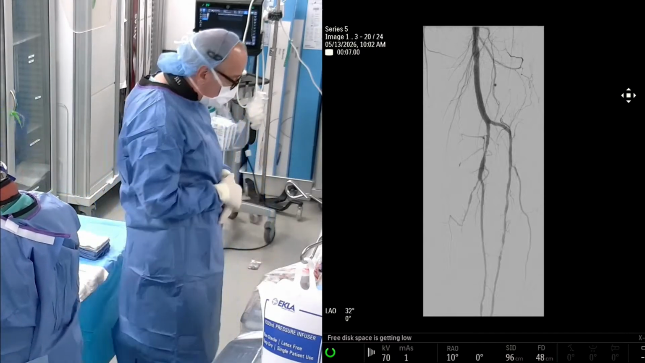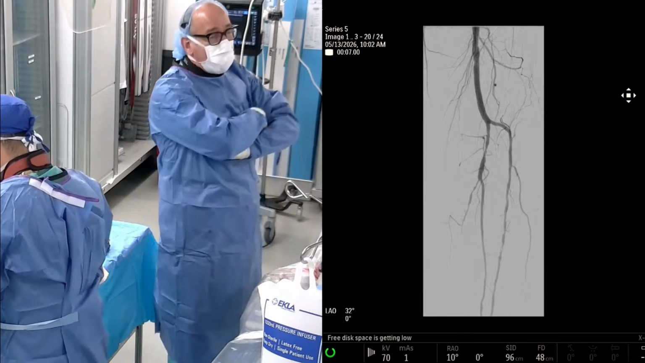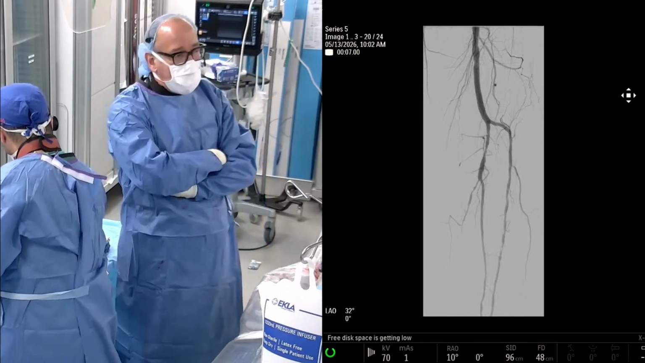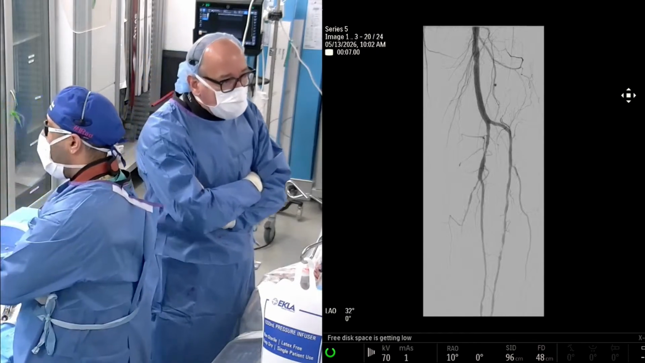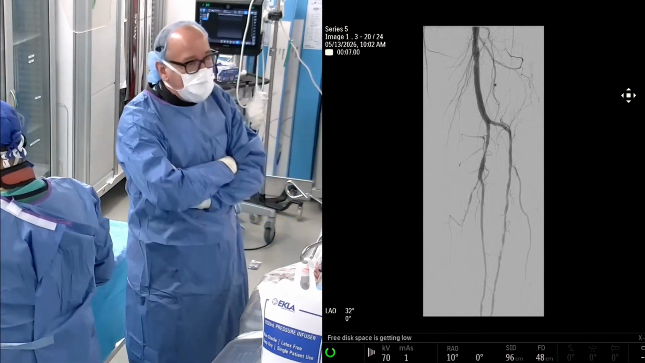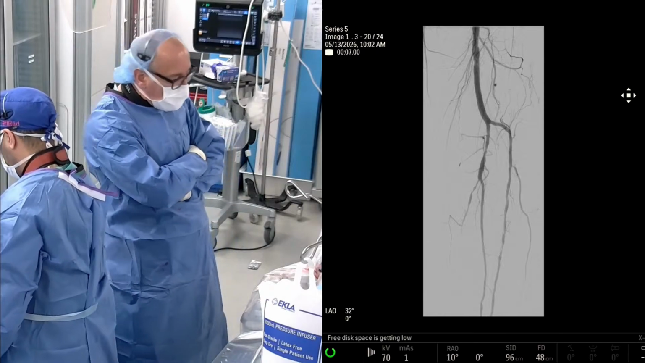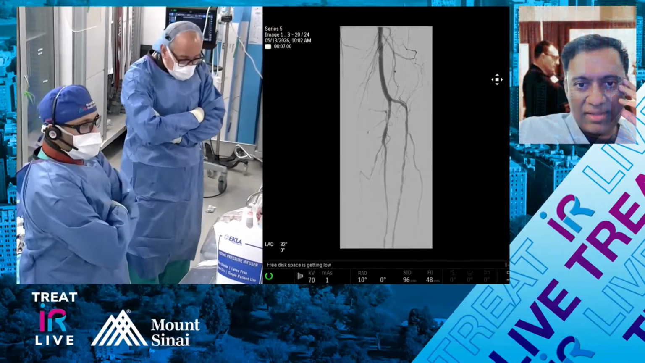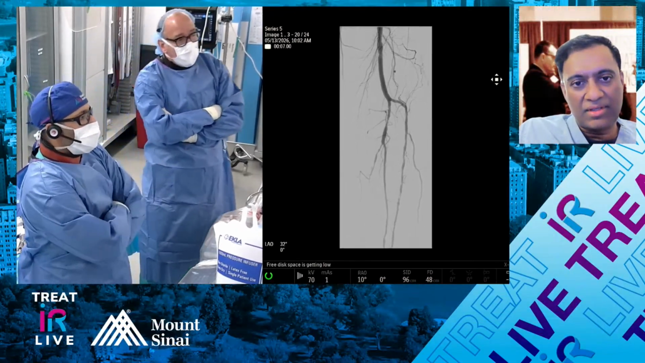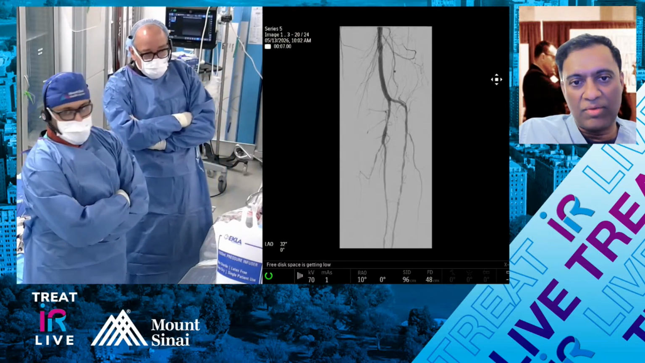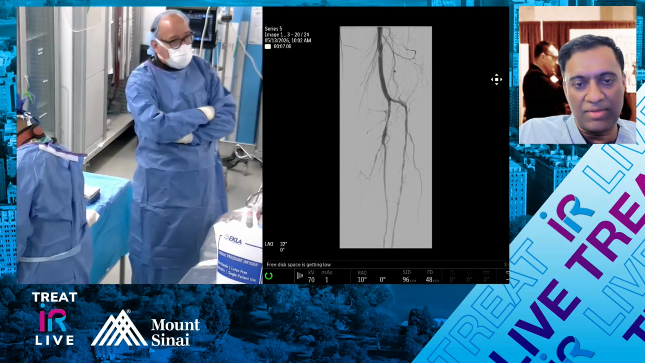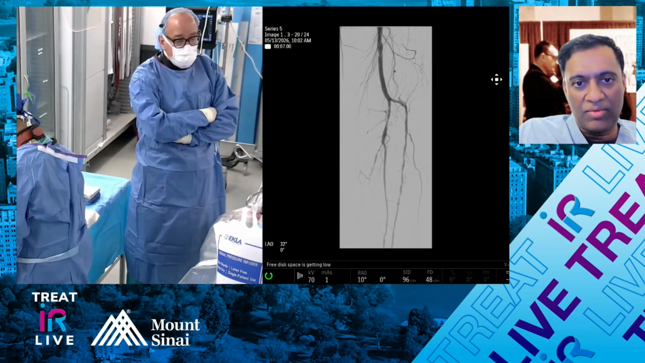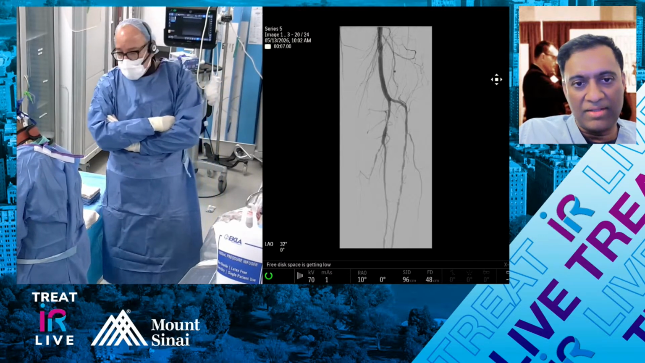Thank you. So let's talk about crossing wires. What wire do you like to use to cross something like this below the knee? There might be a very short segment CTO there in the mid portion of the anterior tibial artery. Yeah, so that's exactly right. I've used kind of my top two: the 014 Glidewire Advantage, kind of a 100-foot tip that I can spin around, and sometimes the Command 014 wires.